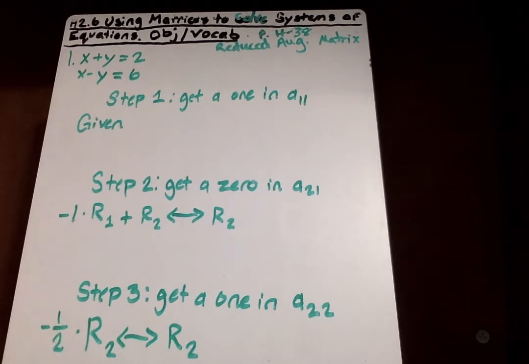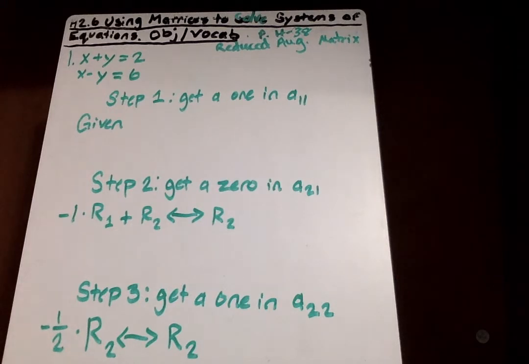but I think just going through and doing an example that you have to do is more teachable that way. So we're going to go on to the next page, on page H39. We're going to solve this system of equations using matrices. We have x plus y equals 2 and x minus y equals 6.